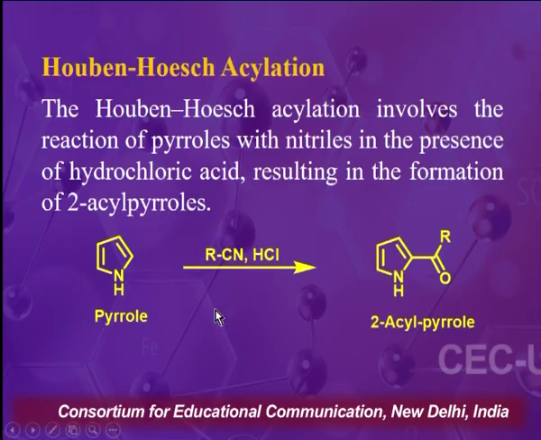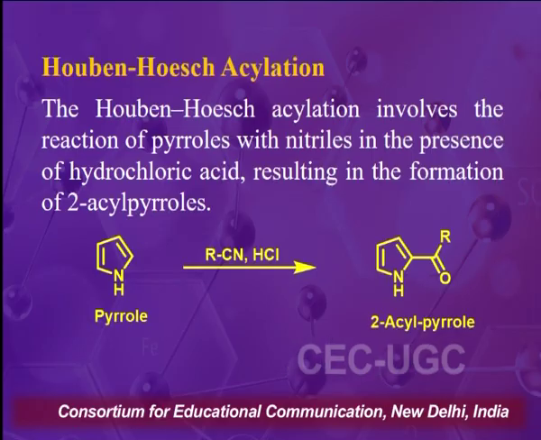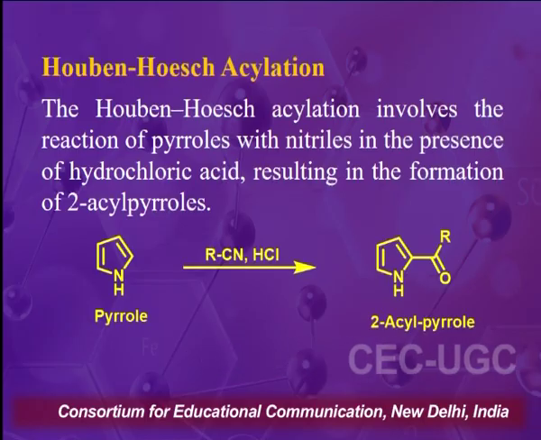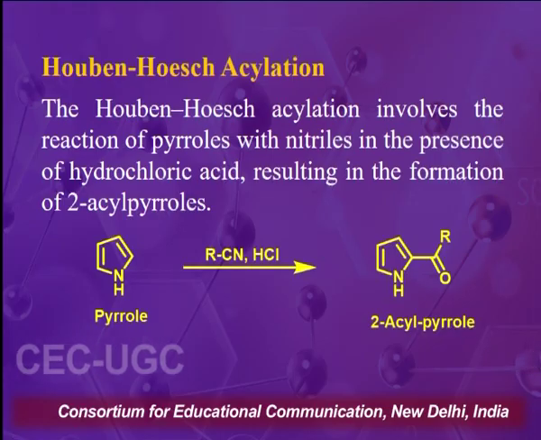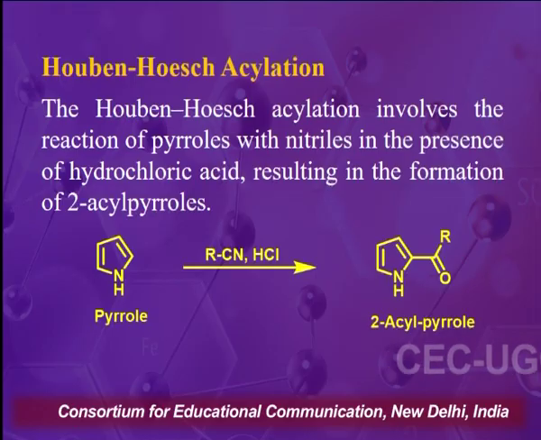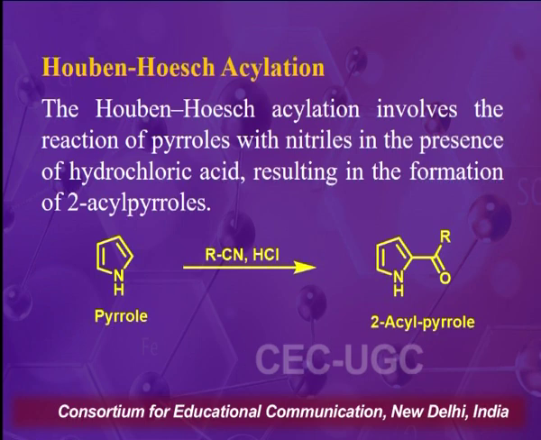Further, Friedel-Crafts acylation and Friedel-Crafts alkylation are not easily feasible in the case of pyrrole. So there is an alternative method for the Friedel-Crafts acylation reaction. The alternative method is named the Houben-Hoesch acylation reaction. In the Houben-Hoesch acylation reaction, the reaction involves pyrrole and a nitrile in the presence of hydrochloric acid, and that results in the formation of 2-acyl pyrrole as the final product.